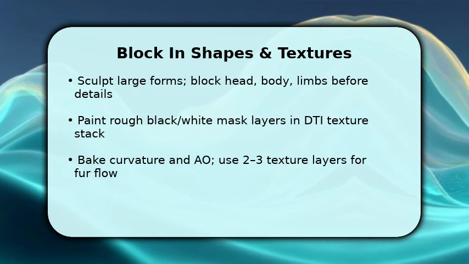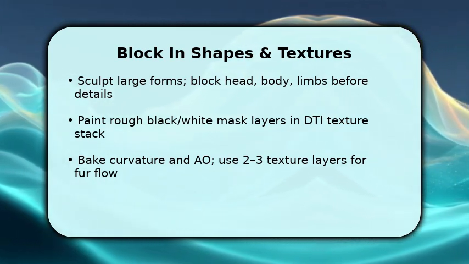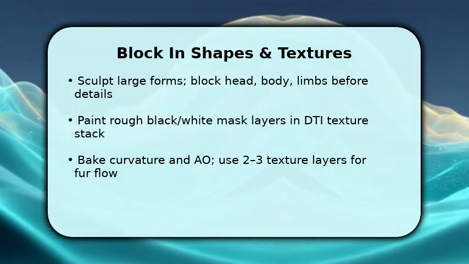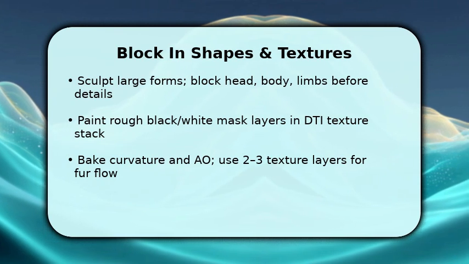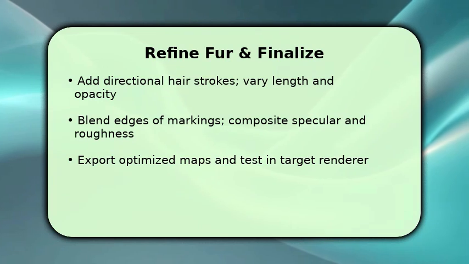Bake curvature, ambient occlusion, and normal maps to capture surface reads. Once baked, add 2 to 3 texture layers to indicate primary fur flow and value transitions that guide later hair stroking. Finish by refining fur and finalizing outputs.